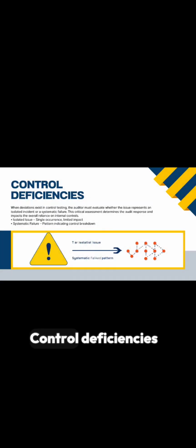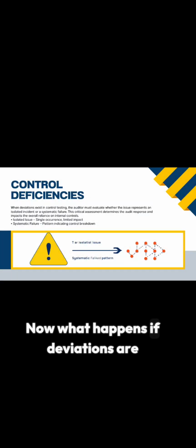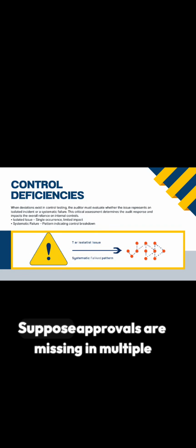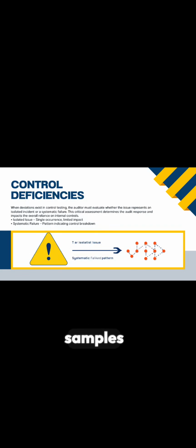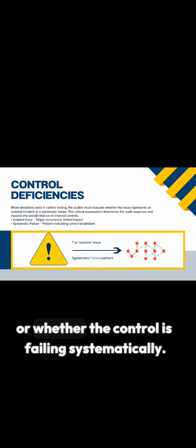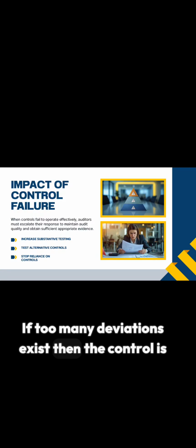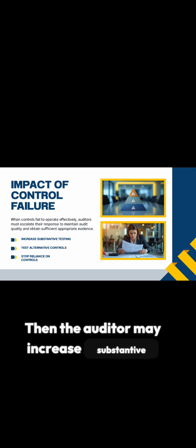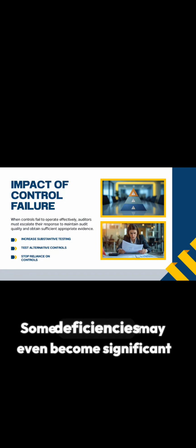Part number 10, control deficiencies. Now what happens if deviations are identified? Suppose approvals are missing in multiple samples, then the auditor evaluates whether the issue is isolated or whether the control is failing systematically. If too many deviations exist, then the control is not operating effectively. Then the auditor may increase substantive testing, test alternate controls, or stop relying on controls completely. Some deficiencies may even become significant deficiencies.